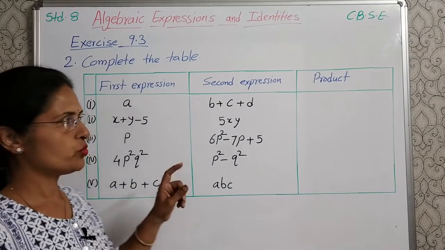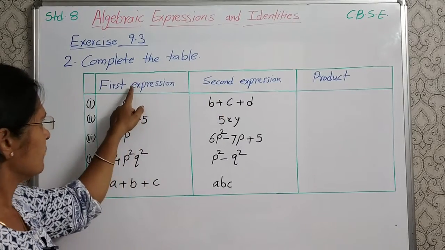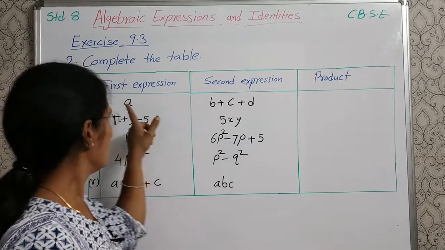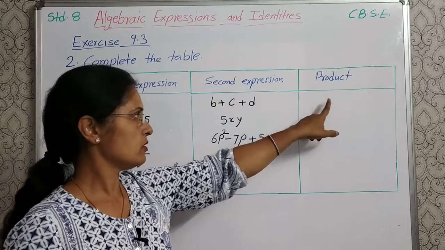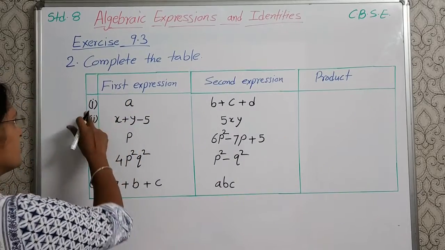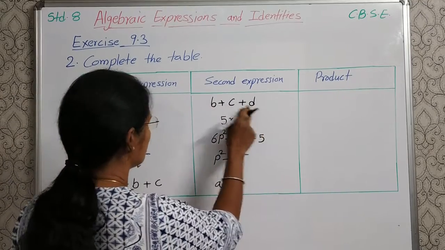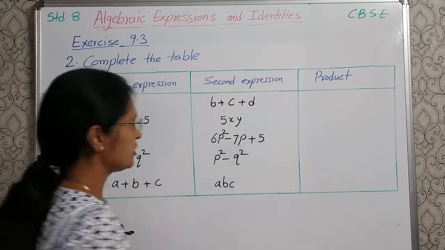Next, question number 2. Complete the table. Here two expressions are given. First expression in the first column, second expression in the second column. Multiply these two and write the answer here, the product right here. First, a and second expression b plus c plus d. So we will multiply these two expressions and write the product here.